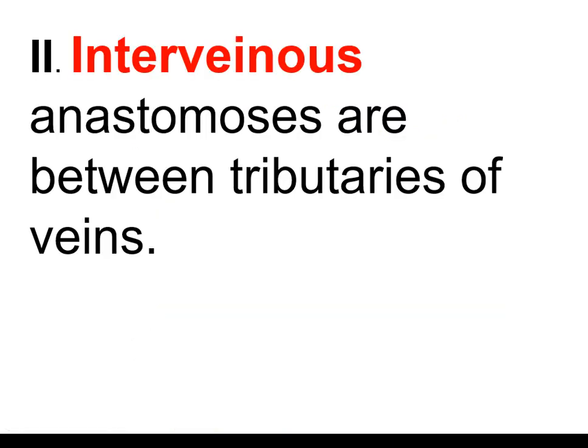The second type is intervenous anastomosis, between tributaries of the veins. About the veins we will discuss in the next lecture. The artery gives branches, while the veins are formed from tributaries, as a large river is formed from the tributaries of small rivers.